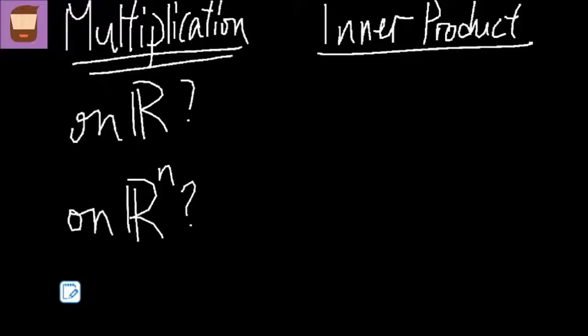Hello, today I'm going to talk about inner product. Inner product is basically a multiplication on a vector space. If I ask you to do a multiplication on real numbers, that would be a piece of cake, like 2 times 3 equals 6. What if I ask you to do a multiplication on a vector space?